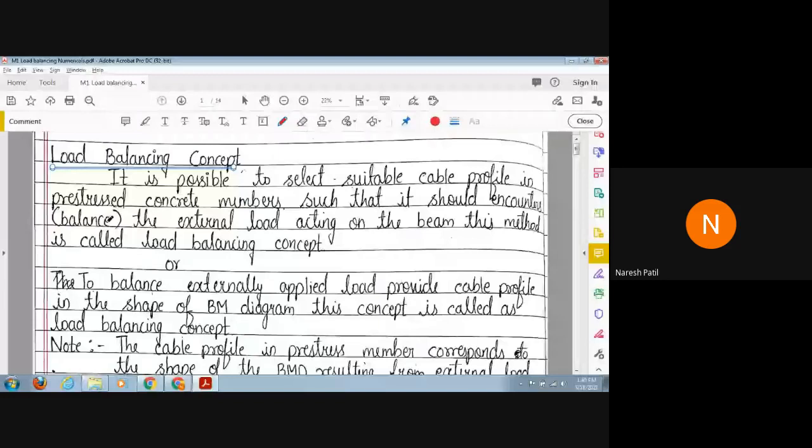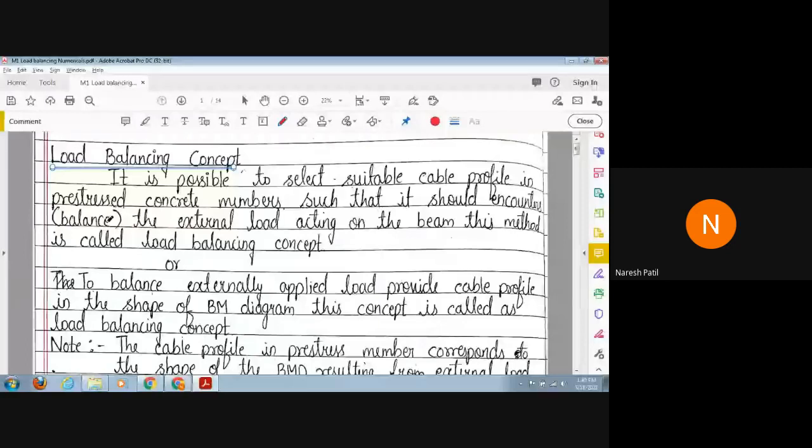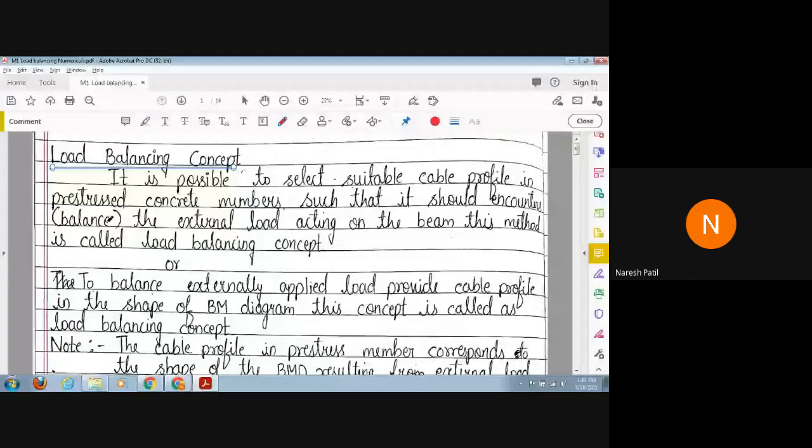Because of the UDL, the bending moment will be parabolic. So you select a parabolic cable profile. And suppose the beam is subjected to a concentrated force in the center. So the bending moment will be straight-lined, triangular in shape. So at that time you select the cable profile in triangular shape.